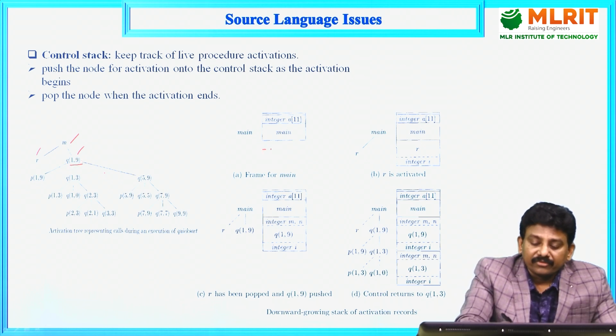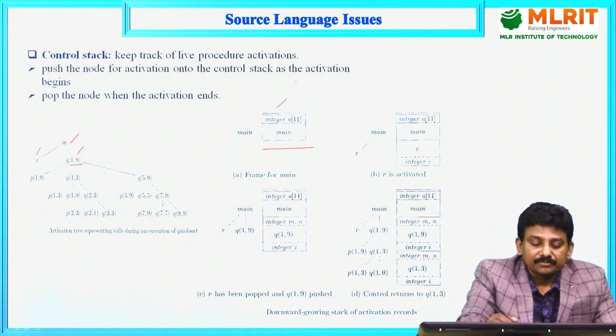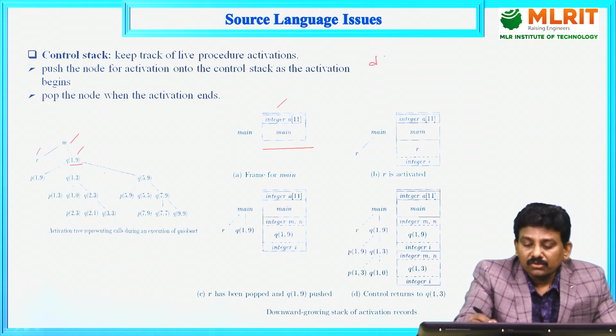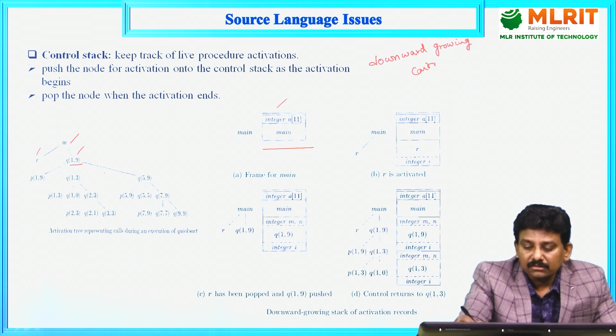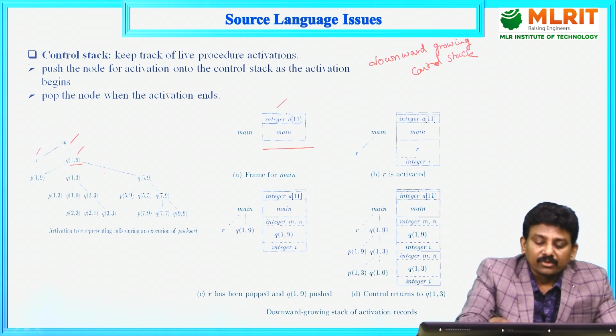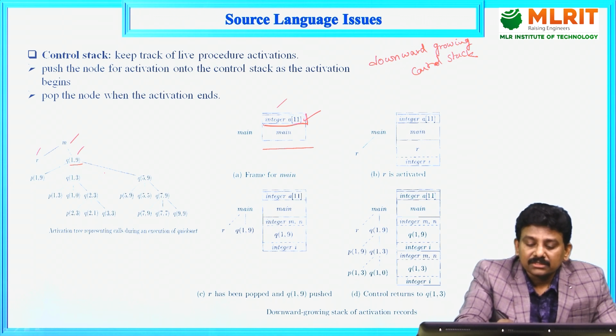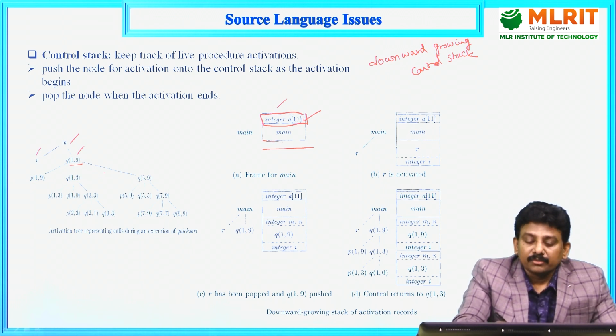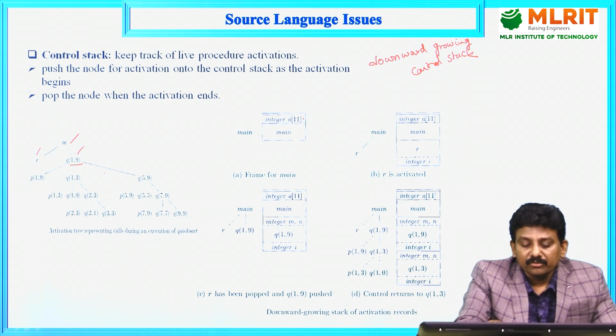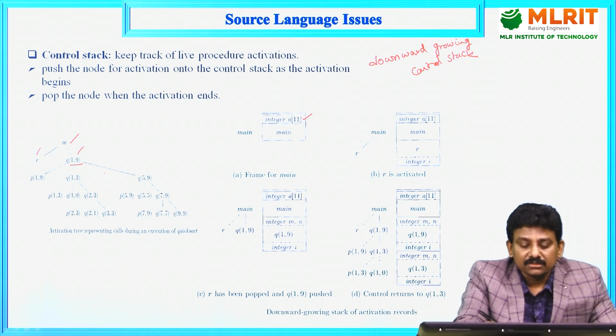So, the frame for main is on the control stack. This is the downward growing control stack. That means in the main program we have a variable A, an array A of type integer with 11 elements, so for that array memory is reserved in the stack.